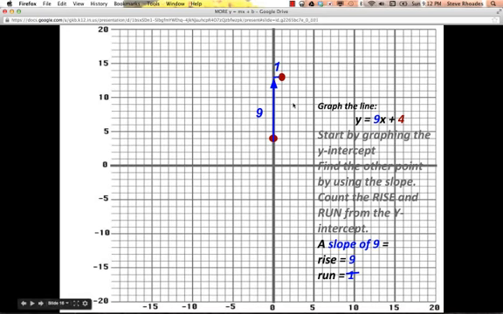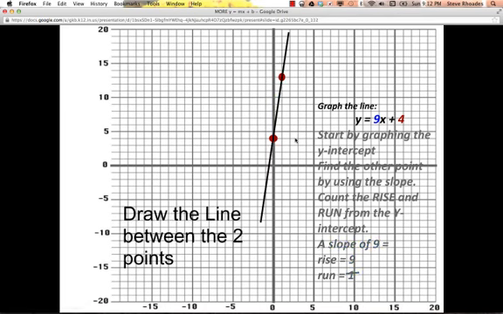Now we've got 2 points. We started at the y-intercept. We used our slope, 9 over 1, and that found a new point. Now all we have to do is draw the line between those 2 points, and we're done. Pretty simple graph. So if you're given 2 points in a table, or they're given 2 points in some other situation, or if you have the equation of the line, you can graph the line.